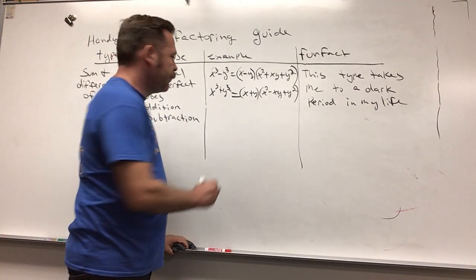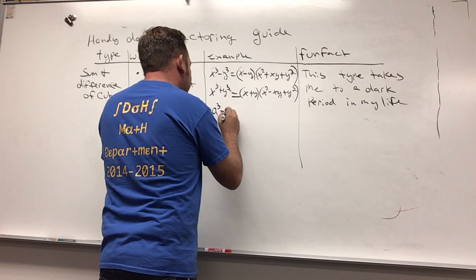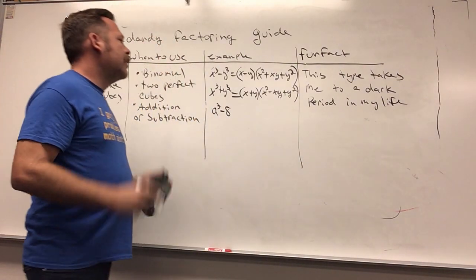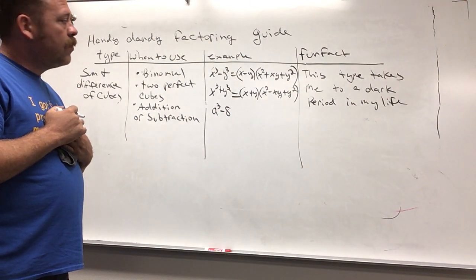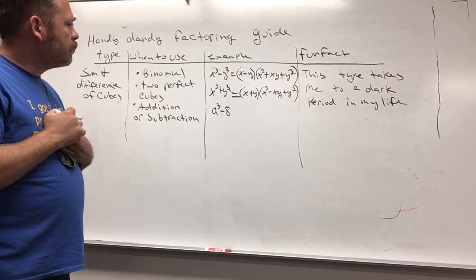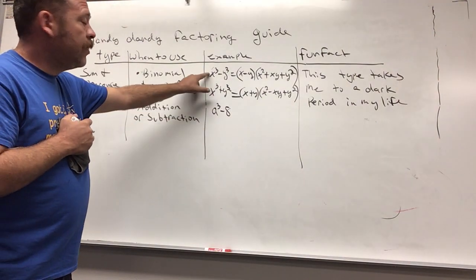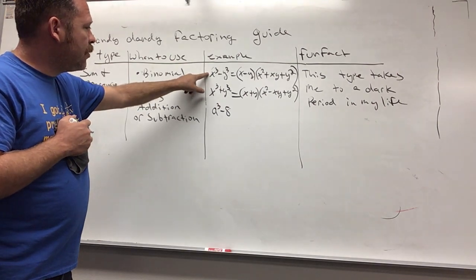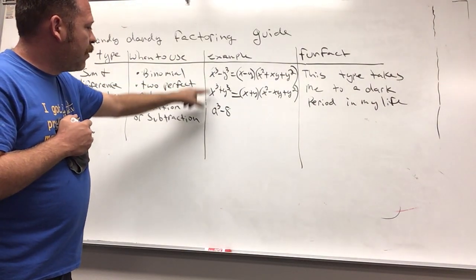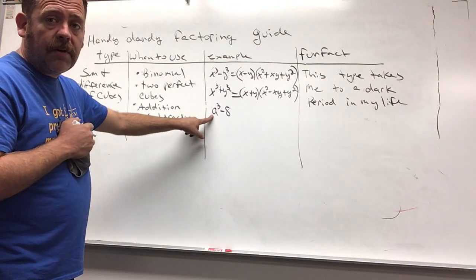Let's try a cubed minus 8. Now, is this a sum of cubes or is it a difference of cubes? Well, it's subtraction, so it's difference of cubes, right? So we're going to use the top model here. So the first thing I want to do is find the cube root of a cubed. What's the cube root of a cubed?